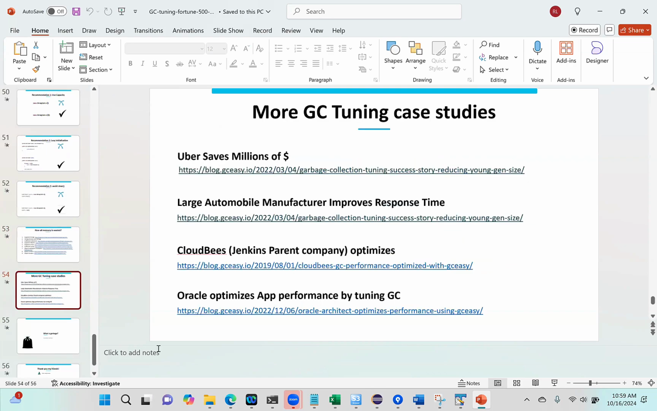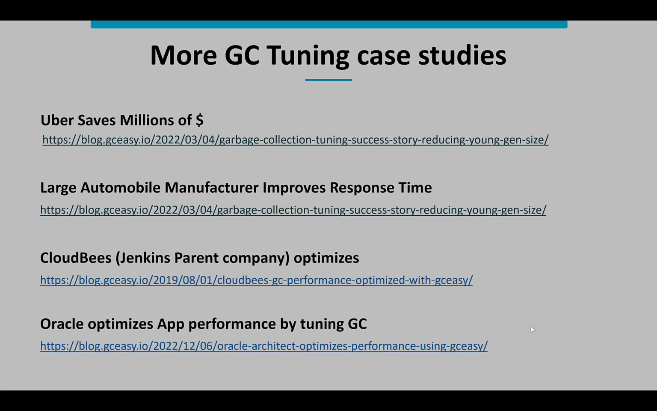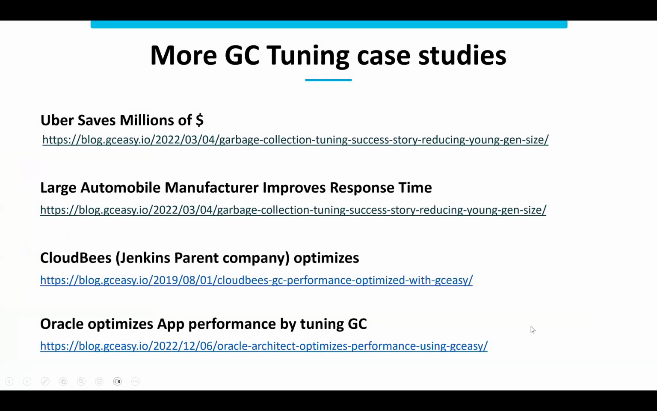Okay. So friends, here are some more case studies I want to share. Links are given: Uber, automobile, Jenkins, Oracle. What are the approaches, how they went about optimizing it. They are very interesting to read. If time permits, take a look at them.